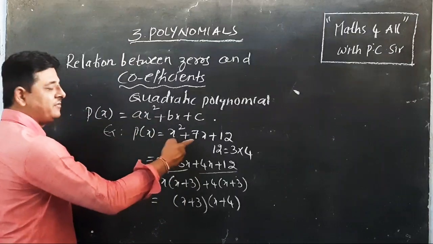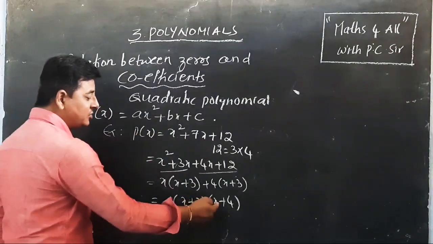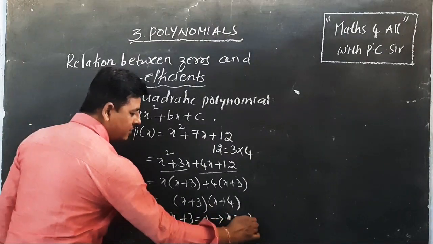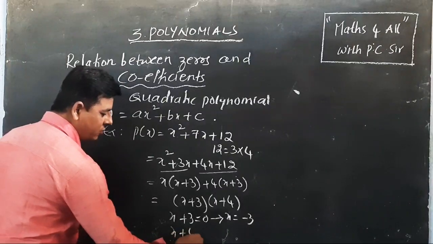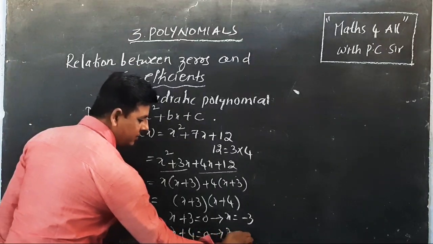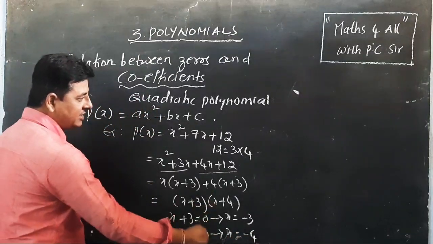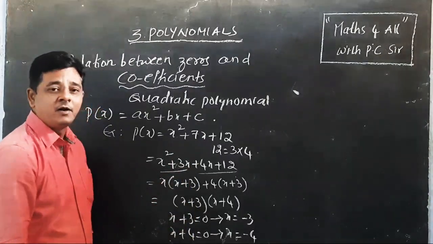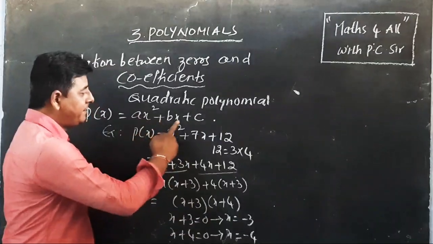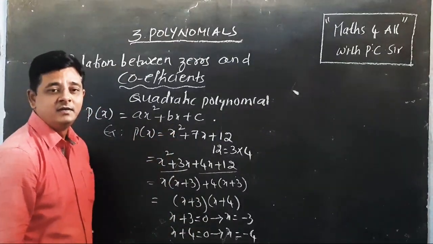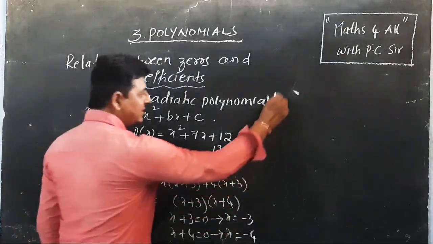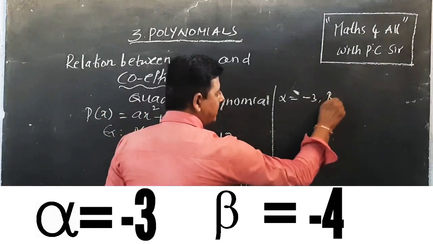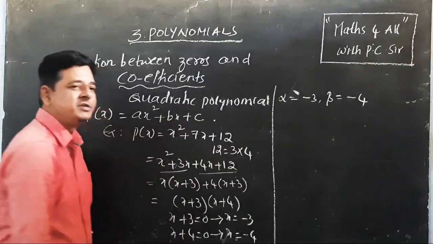We are finding the zeros of the polynomial, that's why we equate these two factors to 0. That is, x plus 3 equal to 0, x is equal to minus 3. And x plus 4 equal to 0, x is equal to minus 4. These are the two zeros of the polynomial. Every quadratic polynomial has two zeros, we know that. Let the zeros be alpha is equal to minus 3 and beta is equal to minus 4.